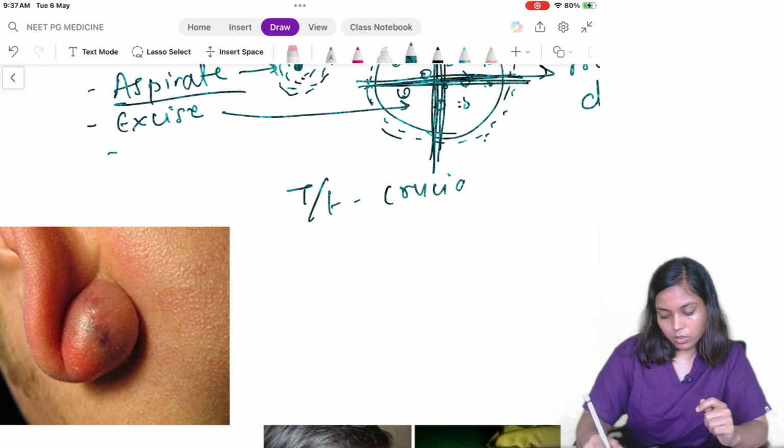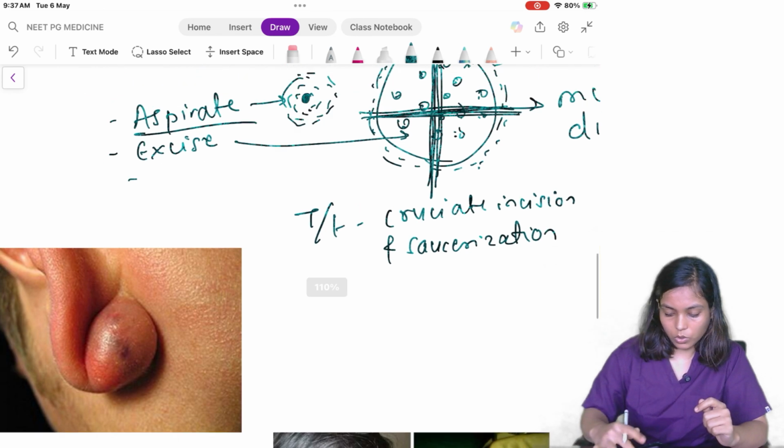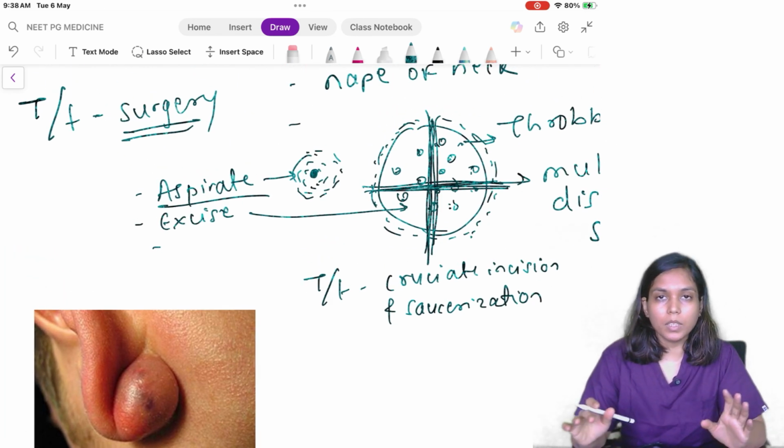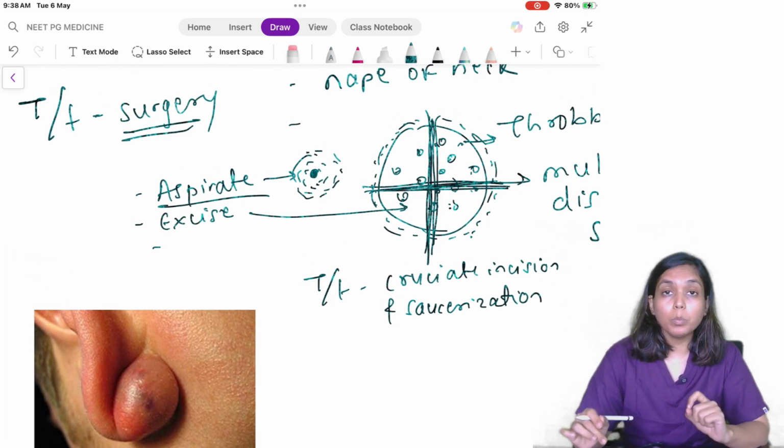Cruciate incision and saucerization. So that's all about the carbuncle. Now we'll discuss some differentials.